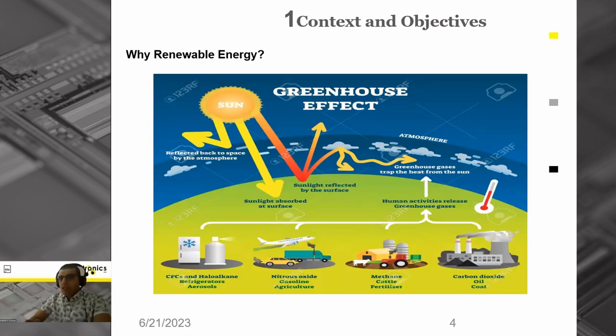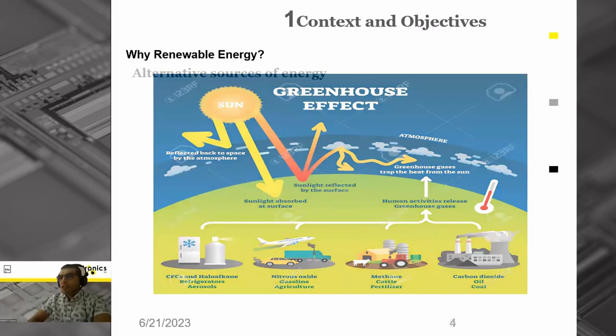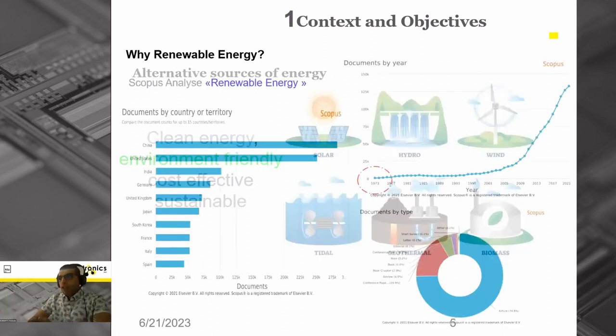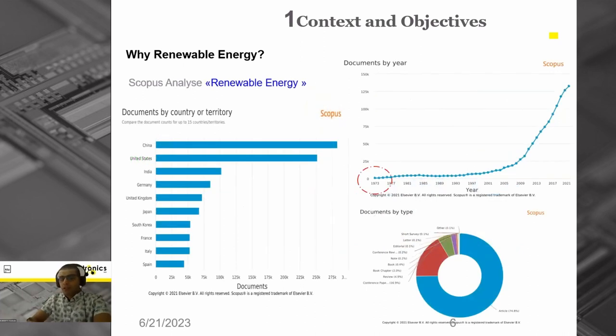But at the same time, the number of people without access to electricity remain unacceptably high. On the other hand, the limited reserve of this source of energy make the search on clean energy, environment friendly and cost effective energy and sustainable became a priority. So, as we can see here, the increasing paper published, I make research on Scopus analysis, and as we can see, the increasing paper on renewable energy. So this research actually is led by China and the United States.